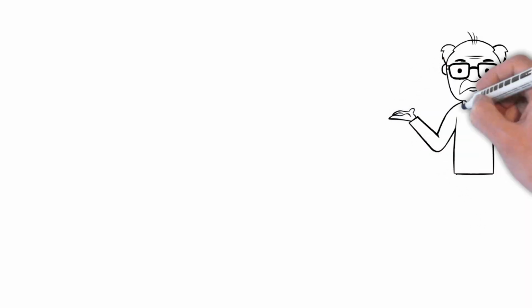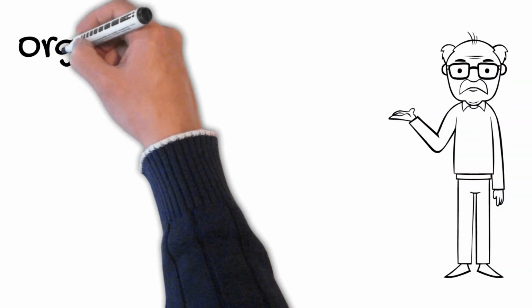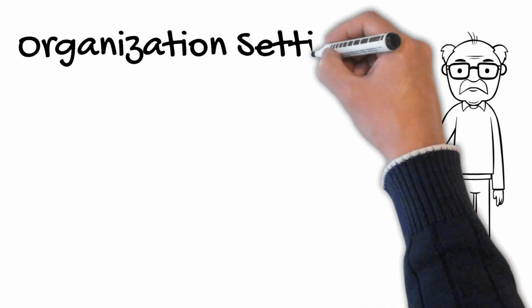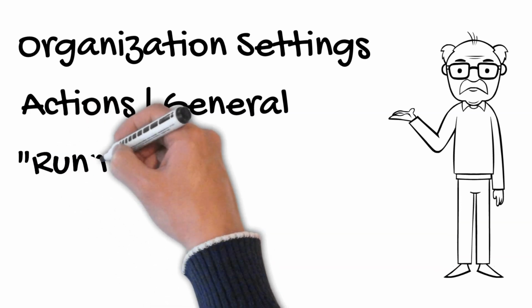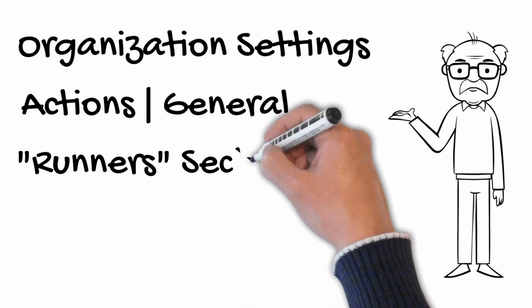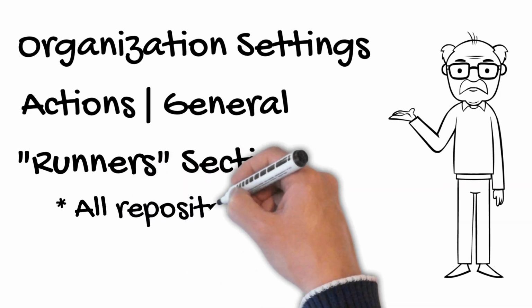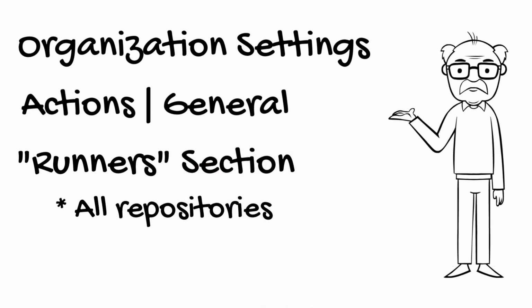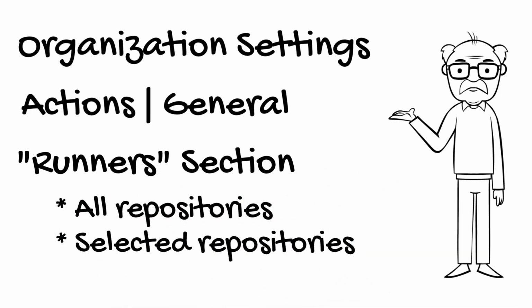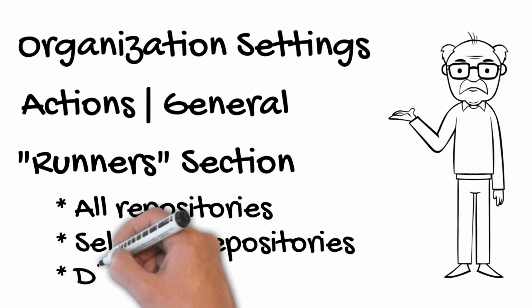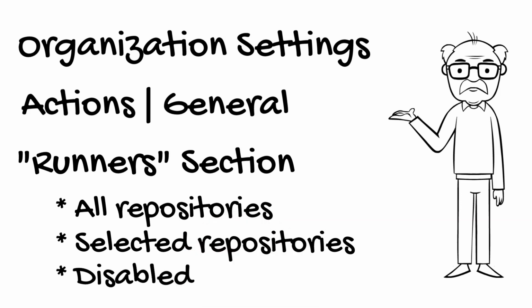So, how do we go about disabling self-hosted runners at the repository level? Start off by going to the Settings tab of your organization. Click Actions, then select General, and under the Runners section, choose your preferred setting. All repositories: self-hosted runners can be installed for any repository in the organization. Selected repositories: self-hosted runners can be installed only for repositories you select. And disabled: self-hosted runners can't be installed at the repository level.